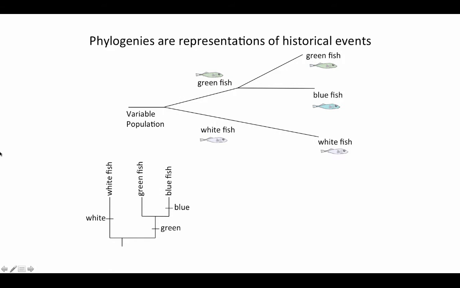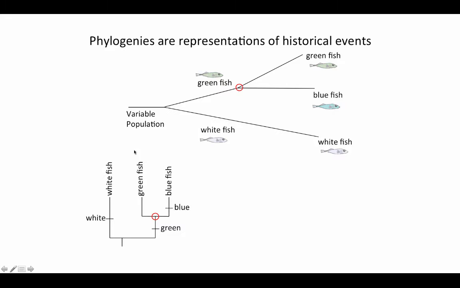Because these nodes and branches represent speciation events, the two branches are completely symmetrical. What I mean by that is if we look at this node, where we have green fish splitting from blue fish, it doesn't matter whether green fish is on top or on bottom, whether blue fish is on top or on bottom. This is just one species splitting into two.